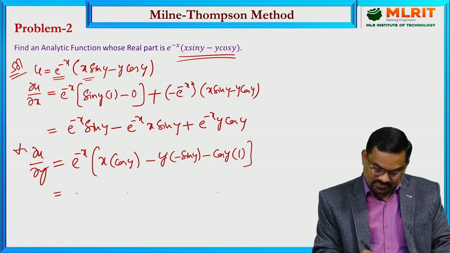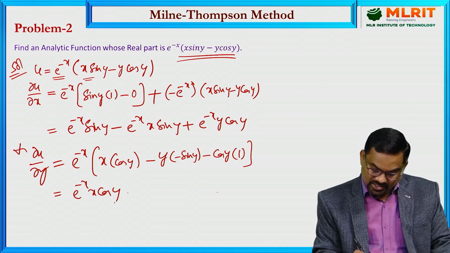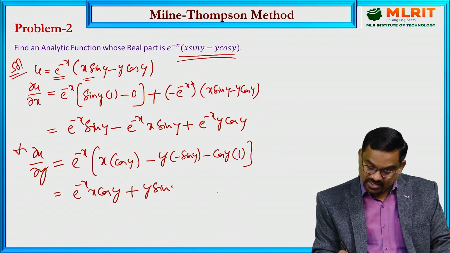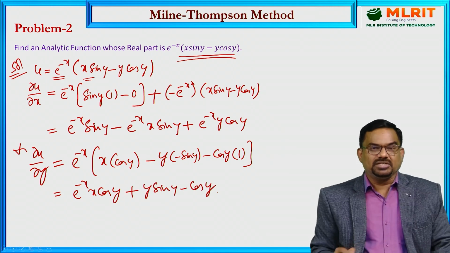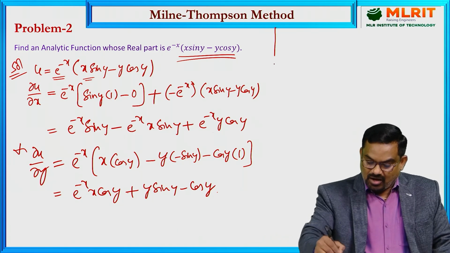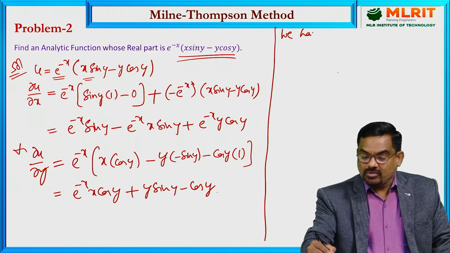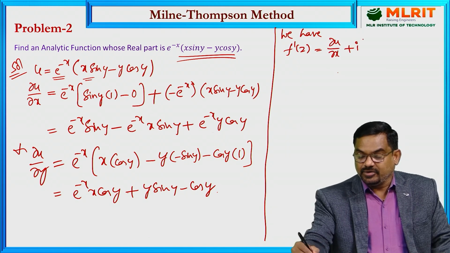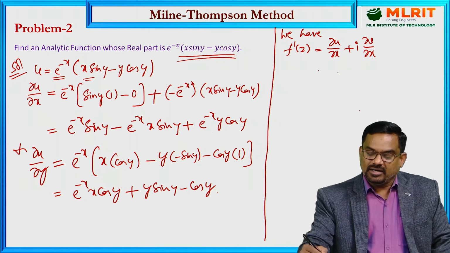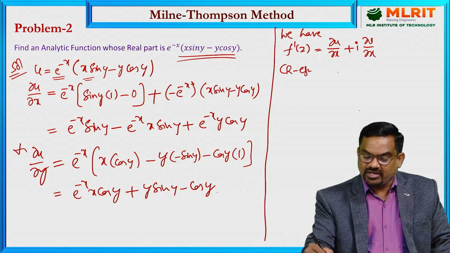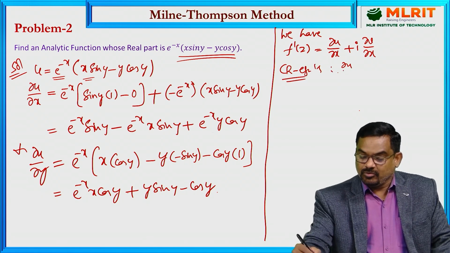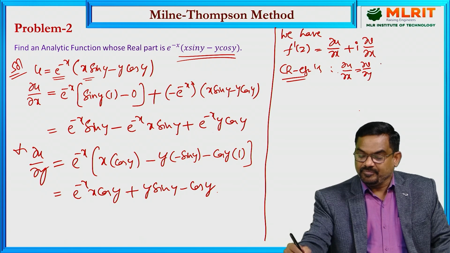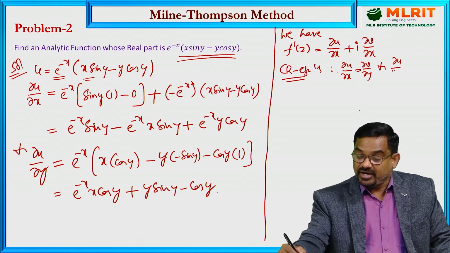Now let us simplify this first. e power minus x cos y minus minus plus y sin y minus cos y. So these are the partial derivatives, and now we have f dash z is ∂u/∂x plus i into ∂v/∂x. And since v is unknown, we need to replace this using CR equations. What are CR equations? ∂u/∂x will be ∂v/∂y, and ∂u/∂y will be minus ∂v/∂x.